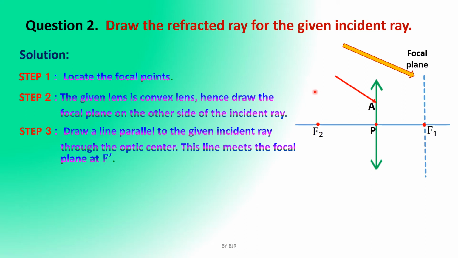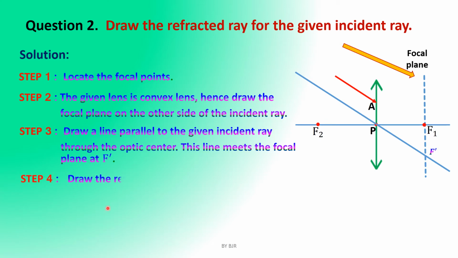See here, I am drawing a line. This is the parallel line to the given incident ray, and this line is drawn through the optic center, and it is meeting the focal plane at F dash here. Okay. In the final step, let us join A and F dash. Let us draw a ray from point A through F dash. That ray gives the refracted ray.